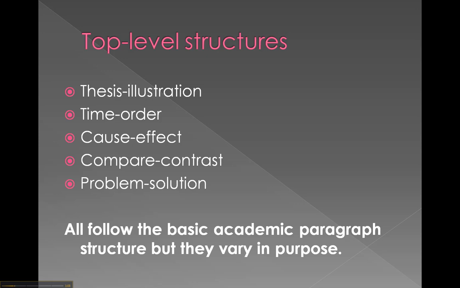So there's 5 of them, and these are listed on page 79 of your study guide. We can have a thesis illustration paragraph, what's called a time order paragraph, a cause and effect paragraph, a compare contrast paragraph, and a problem solution paragraph. So each of those will still have a topic sentence, prove it points, and a concluding sentence, but they'll all do something slightly different with the way they use those parts of the academic paragraph.